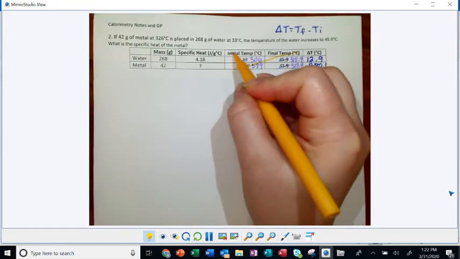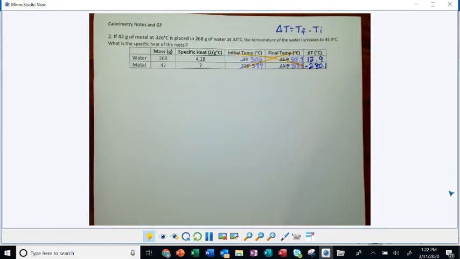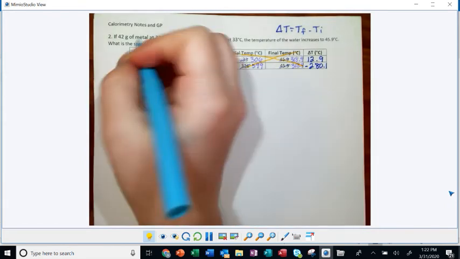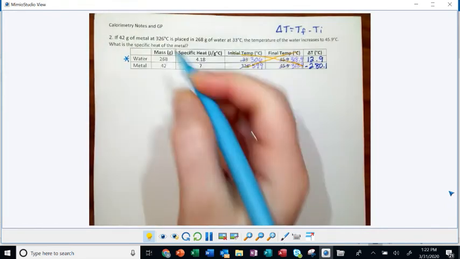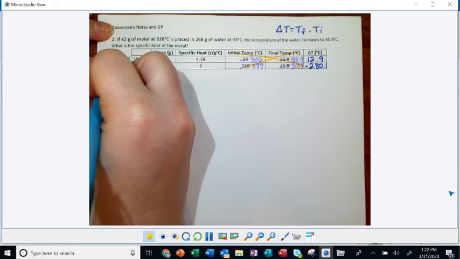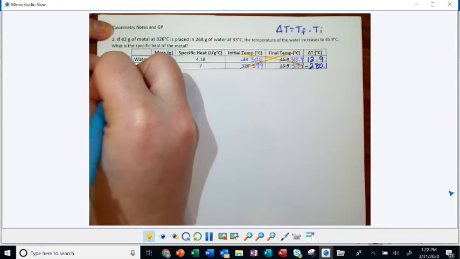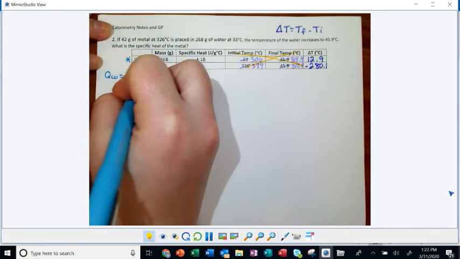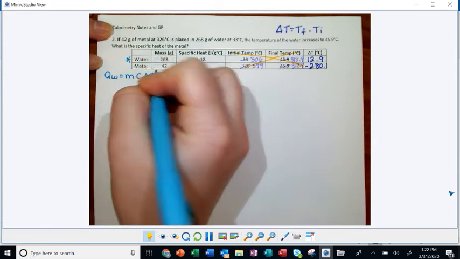I am done with my final temperatures and initial temperatures, so I'm going to cross them out because I do not need them anymore. Reminder, we're always going to start with water. This is the one that we have all the values for, so this is the one that we can calculate. So starting out with Q of the water is equal to MC delta T.